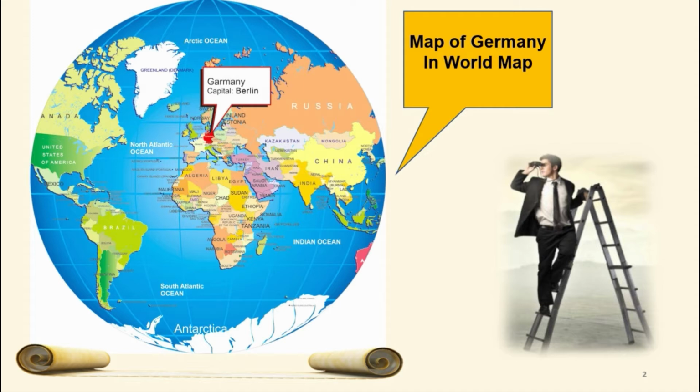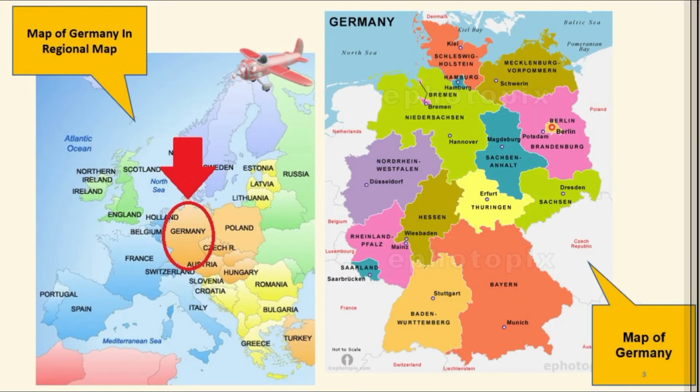Firstly, this is the map of Germany in the world map. By looking at the map, we will know where the location of Germany is in the world map. On the left-hand side is the map of Germany in the regional map, and on the right-hand side is the single map of Germany.